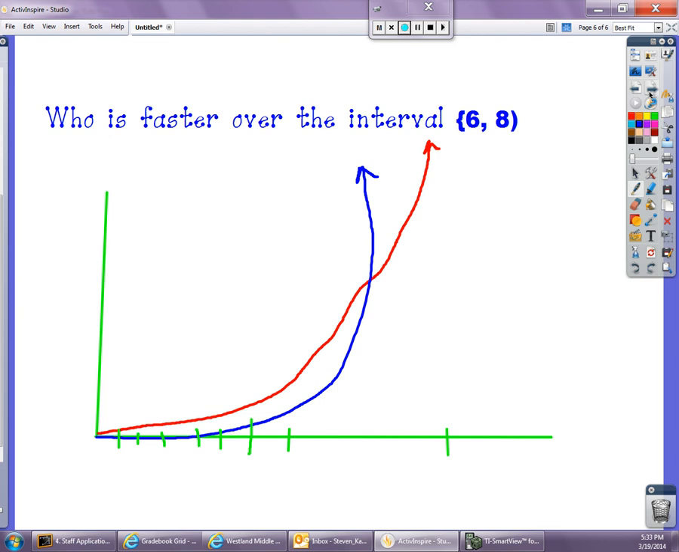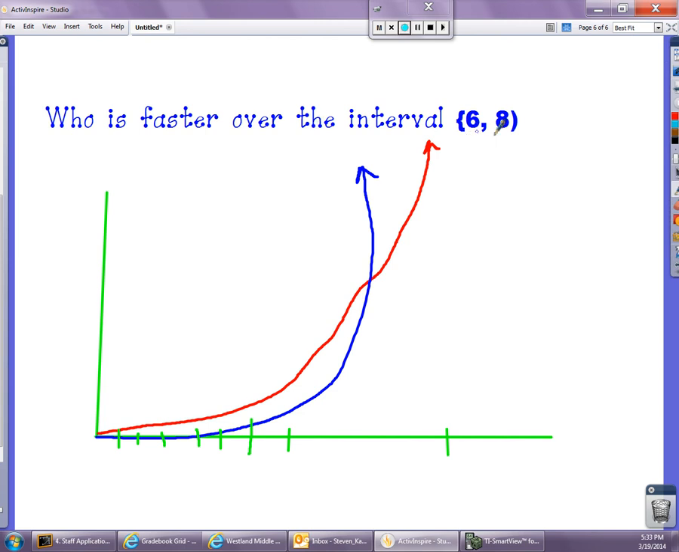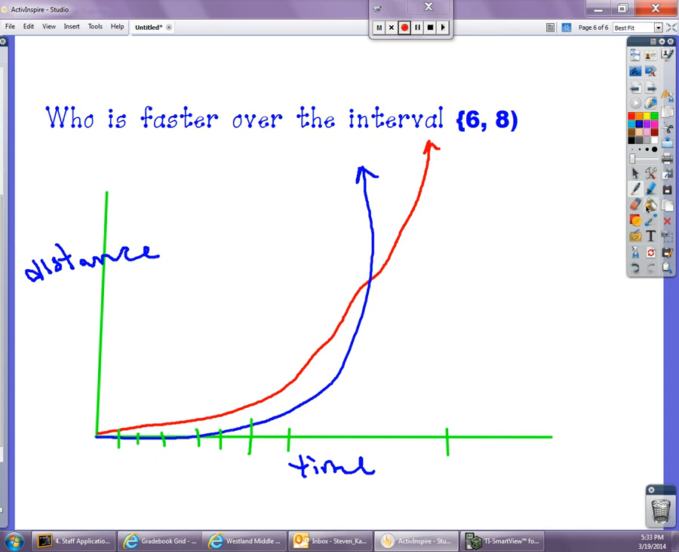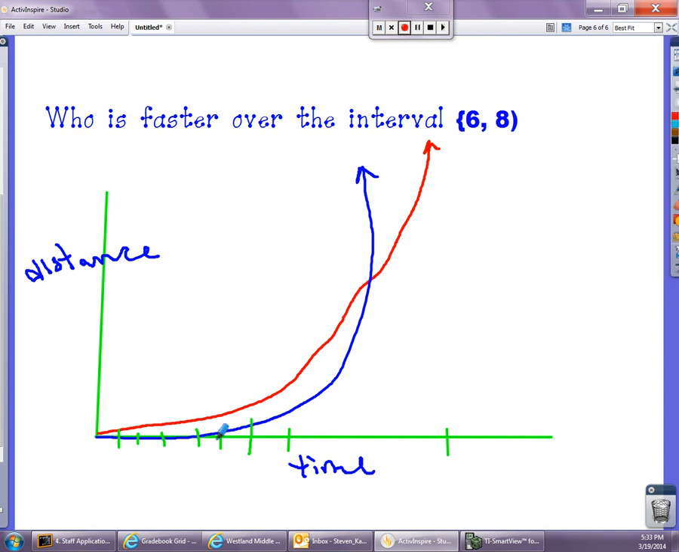Okay. This is something we did in class, so I'm not going to talk too much about this, but just a couple key points. This is from lesson 6. Who is faster over the interval? So faster, remember, this is when you'd have distance and not speed, and you have time over here. So when you want to know who's faster, what you're looking for is over the 6 to 8. So 1, 2, 3, 4, 5, 6. So from here, 7, 8, to here.